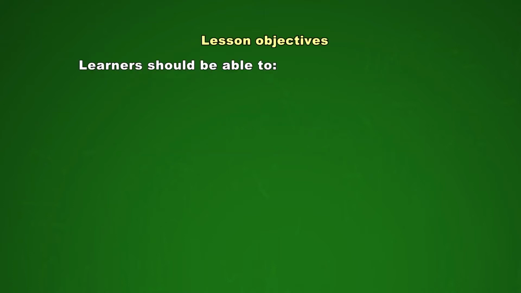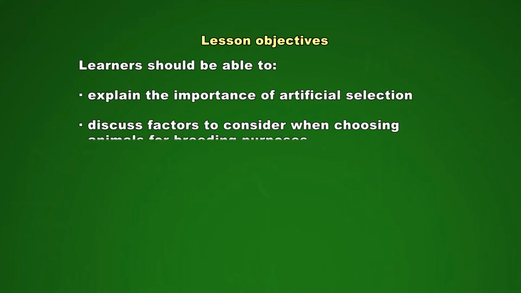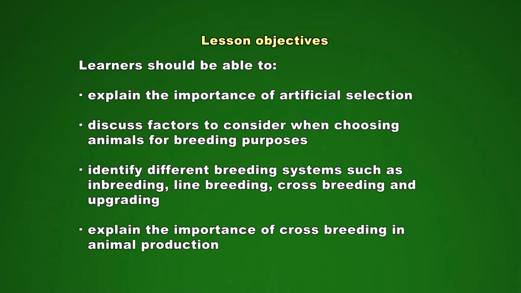At the end of this lesson, you should be able to explain the importance of artificial selection, discuss factors to consider when choosing animals for breeding purposes, identify different breeding systems such as inbreeding, line breeding, crossbreeding, and upgrading, and explain the importance of crossbreeding in animal production. Let us now see what we can learn from this lesson.